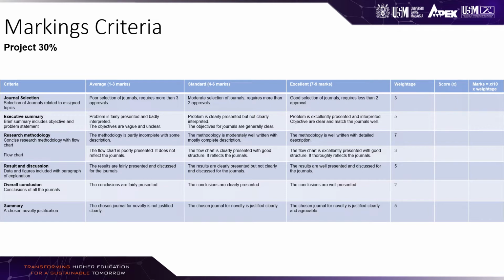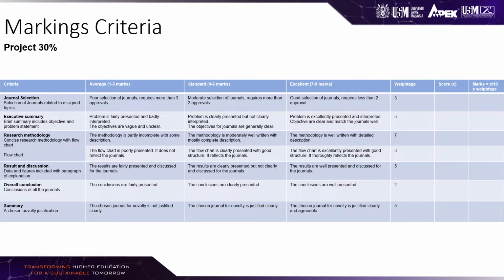The conclusion is fairly presented. You're going to have low marks. If you want to have high marks, you need to present it well and clearly. And the summary is a chosen novelty of justification between all of these three journals, and you need to justify why the journals that you selected are justified clearly and also agreeable.